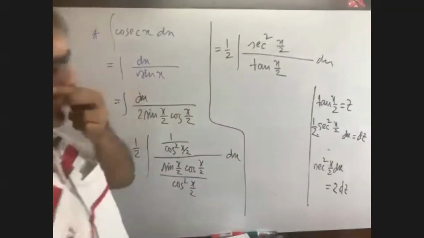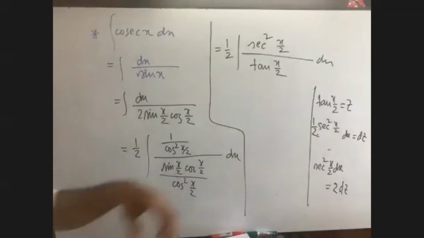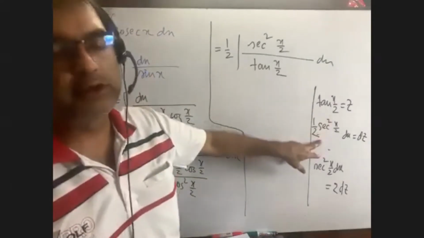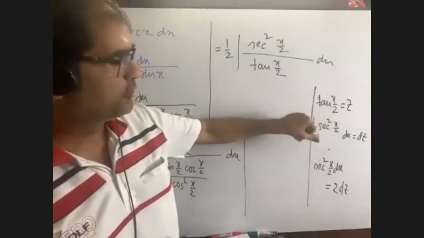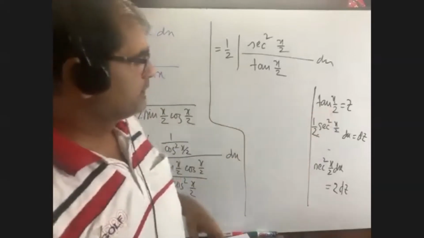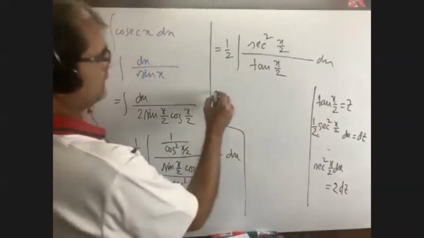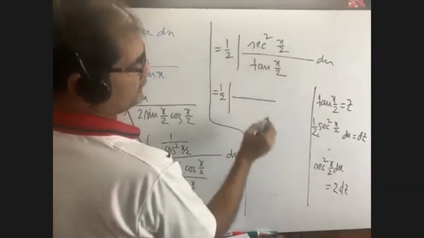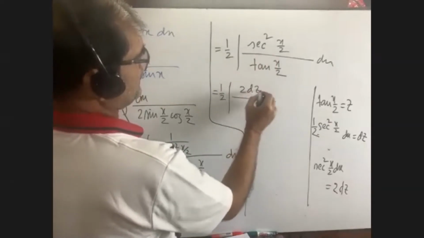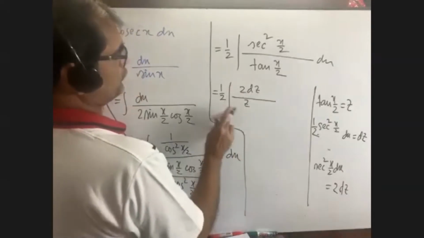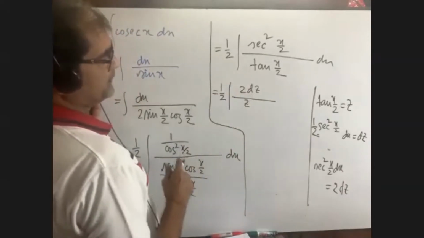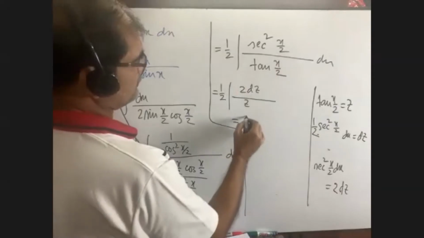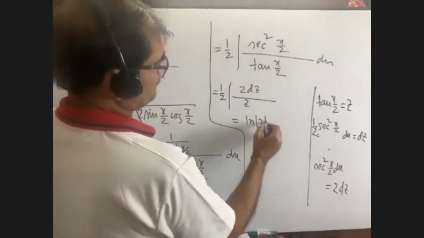Okay, have you got me? It is differentiation. It is not integration. So it is half. Now you see, this is half, and it is only 2 dz, and it is z. So 2 half will be omitted. That is ln z. Ln z plus c.